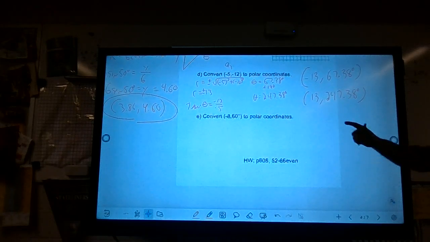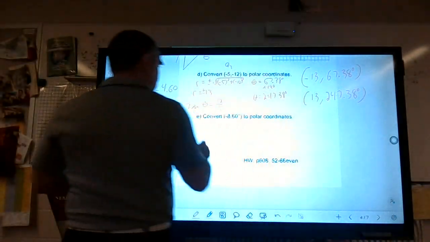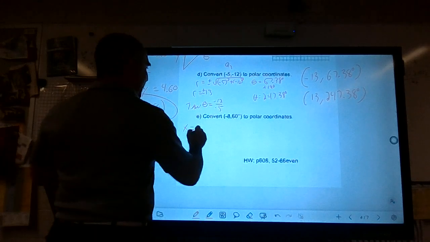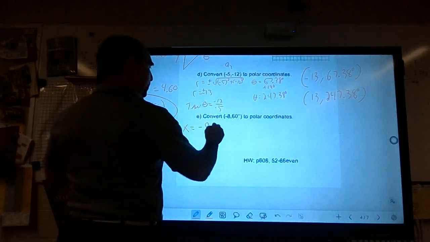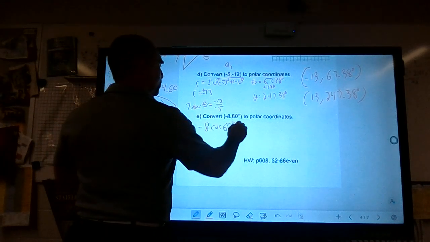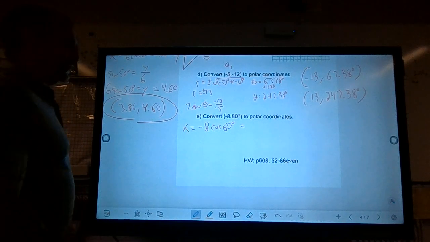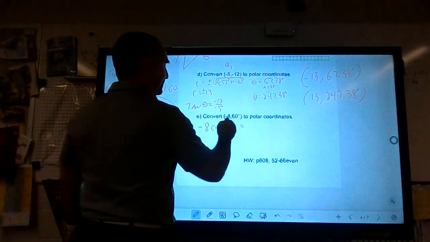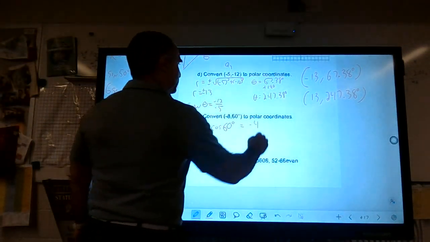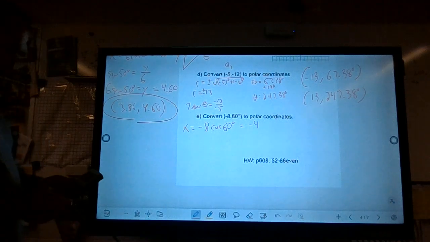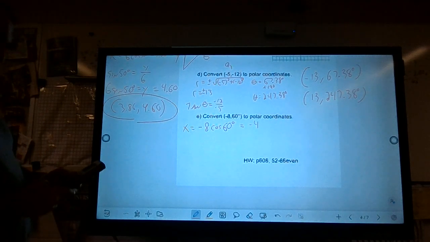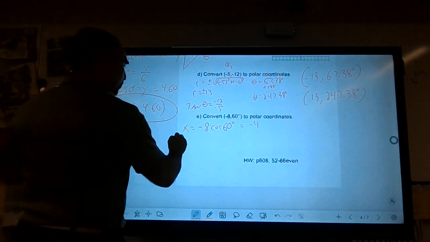And last, we'll do example E. This one is probably the easiest one. X equals -8 cosine 60. Well, cosine of 60, I know what that is. That's +1/2. -8 times 1/2. Or just use your calculator, -8 cosine 60. It'll back you up. The answer is -4.